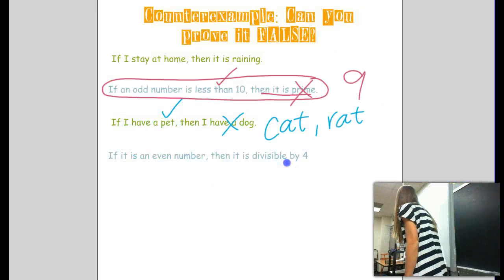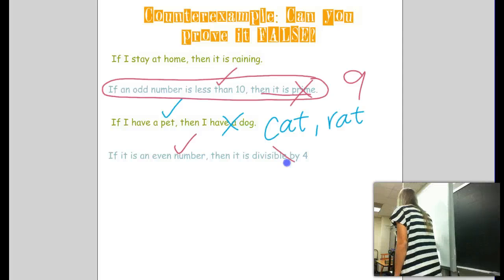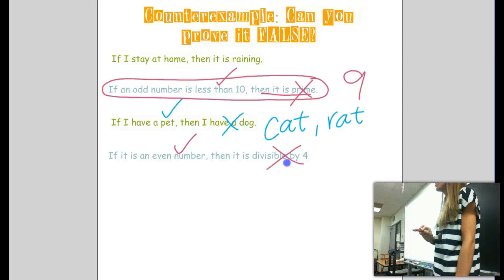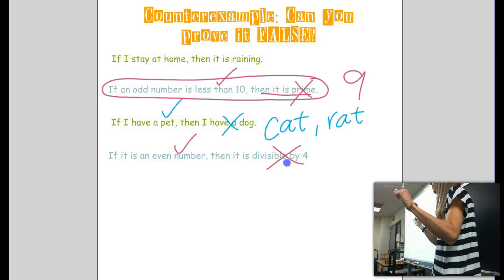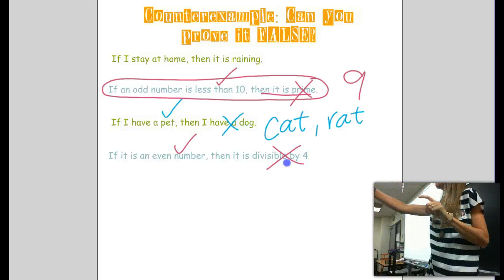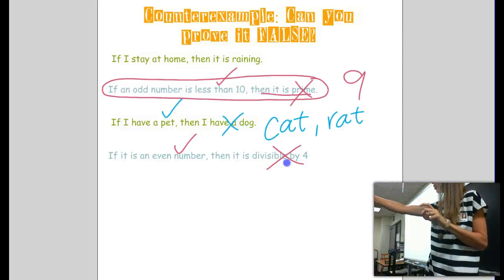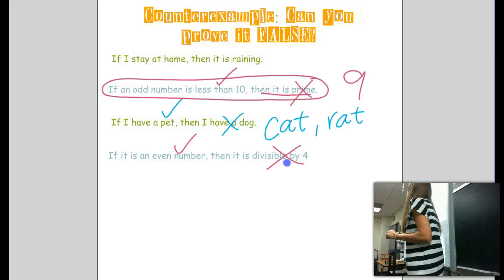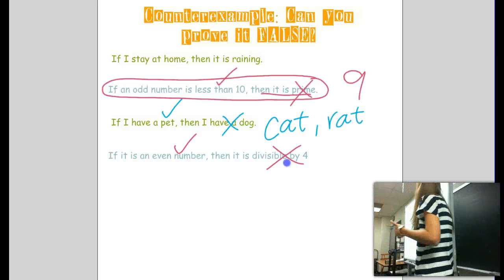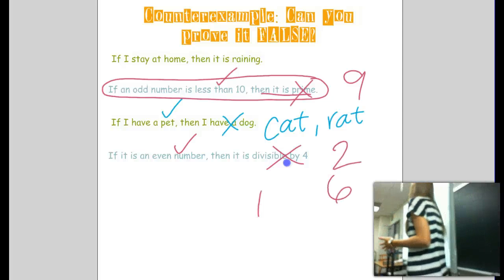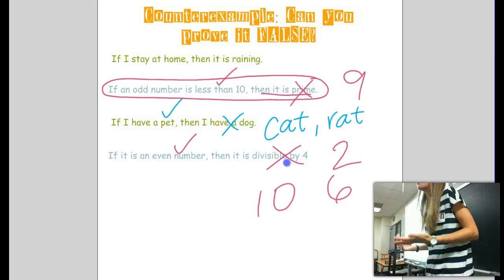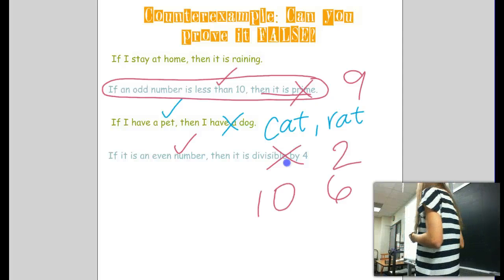Let's try this one. If it is even, then it's divisible by 4. I'm going to let someone else answer. I want it to be even, but I don't want it to be divisible by 4. 2. 8 is divisible by 4, so we don't want to choose that one. Is 2 even? Yes. Is 2 divisible by 4? Nope, so that's a great answer. 6 is a great answer. Anything else? 10. Awesome. We could keep going for a long time. Those are all great answers.